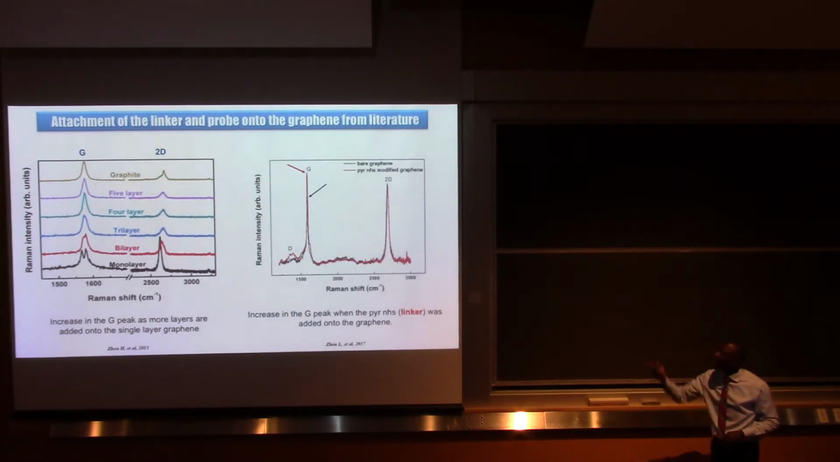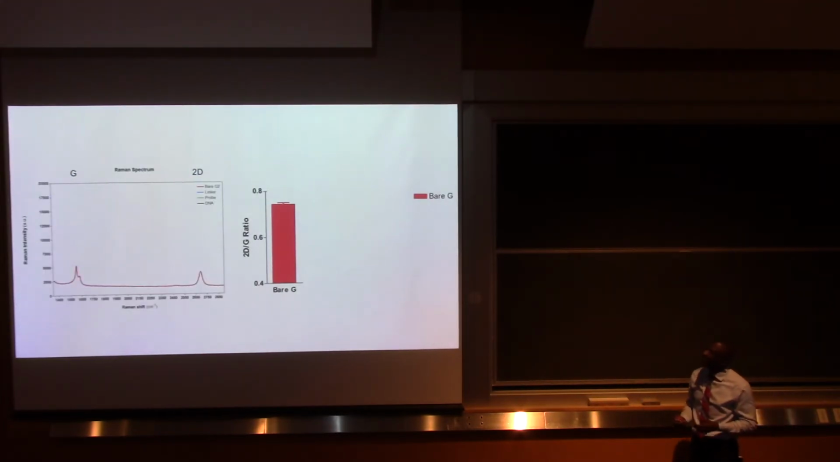In their literature, they measured just the bare graphene and then added the linker, the one we are using in our experiment, and measured the spectroscopy. The G peak increased more compared to the 2D peak. This shows that the ratio between the 2D and the G decreased as we add more molecules onto the graphene surface. So we use the same idea in our experiment.